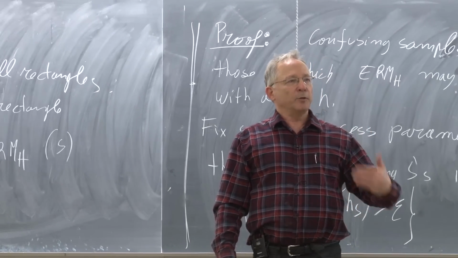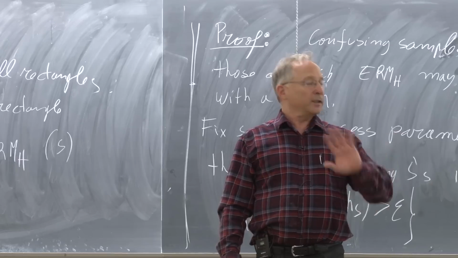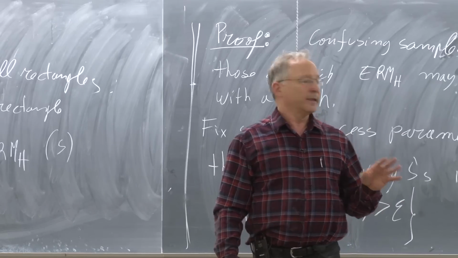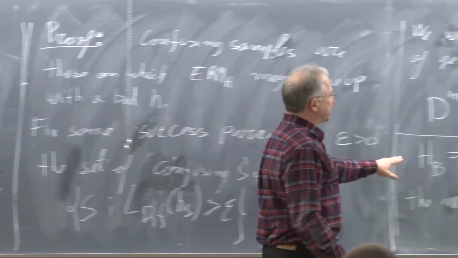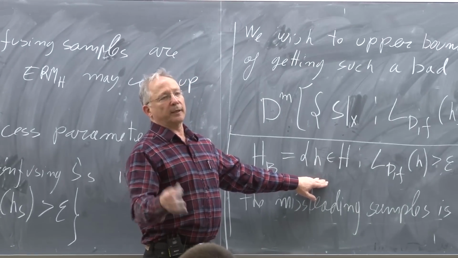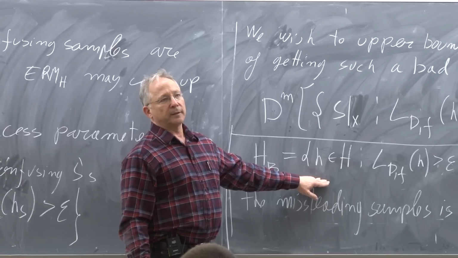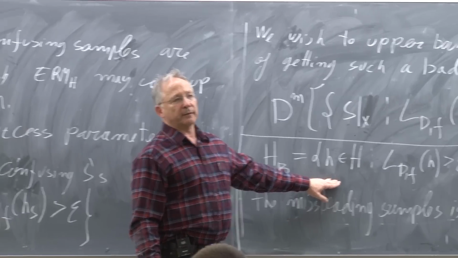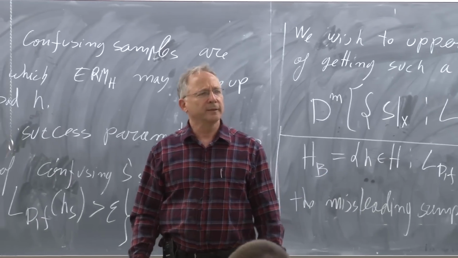Under this assumption of the theorem, we assume that H in general is finite. And since H_B is a subset of H, it will also be finite. We will later extend it to the case of infinite H's. But here we assume that everything is finite.